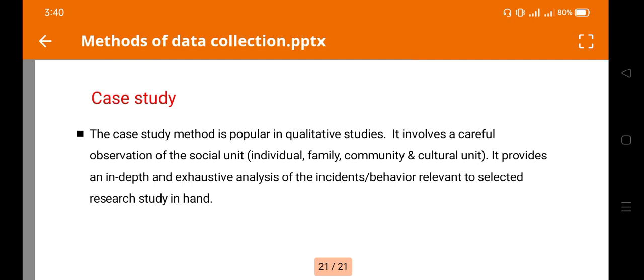So these are the methods, data collecting tools, or data collecting methods that you employ in collection of data. So this is about collection of data, and we will discuss data analysis as well. So after collecting this data, you will be analyzing that data, and be able to draw a conclusion about your research problem.